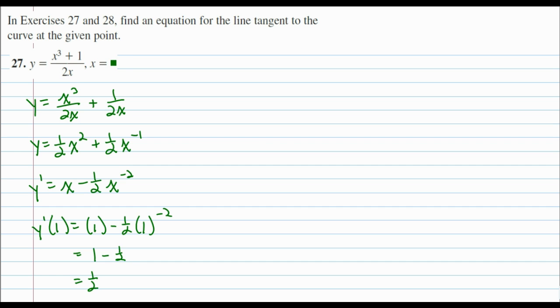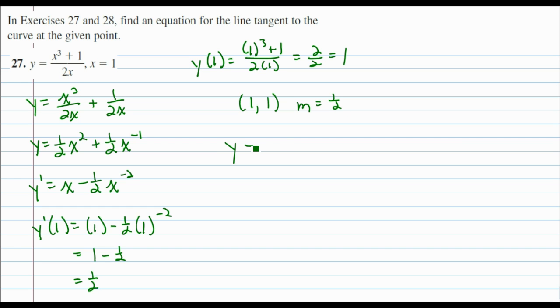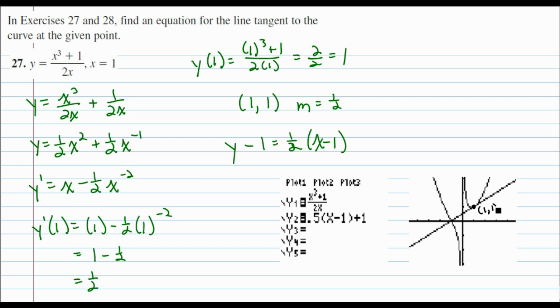Well, I need to make the equation of the tangent line, and I only know the x-coordinate of the point, so I need to plug 1 back into the original function. So y of 1 is going to be 1 cubed plus 1 over 2 times 1, which is 2 over 2. Also 1, how boring. So now the point is officially 1, 1, and the slope is 1/2. So the equation of my tangent line is y minus 1 equals 1/2 times x minus 1, and I'm going to verify that graphically by graphing the original function and my tangent line. And I made sure that they intersected at 1, 1 by finding this intersection here.